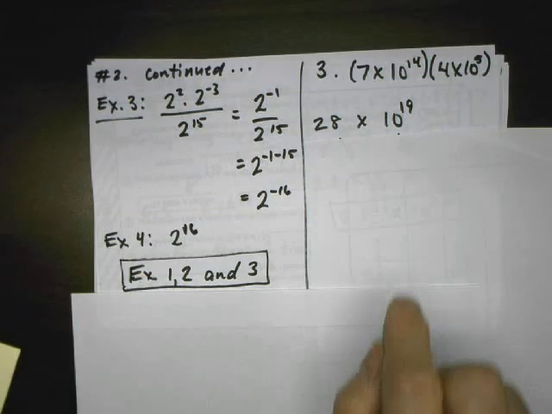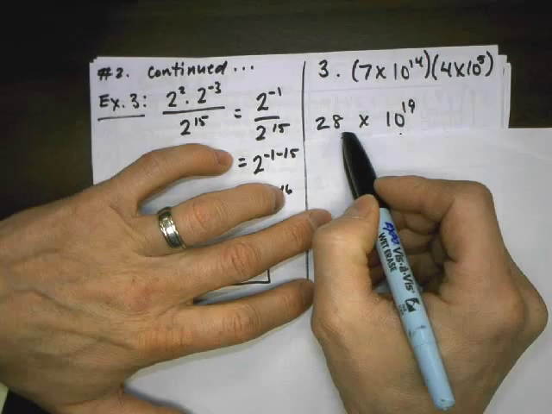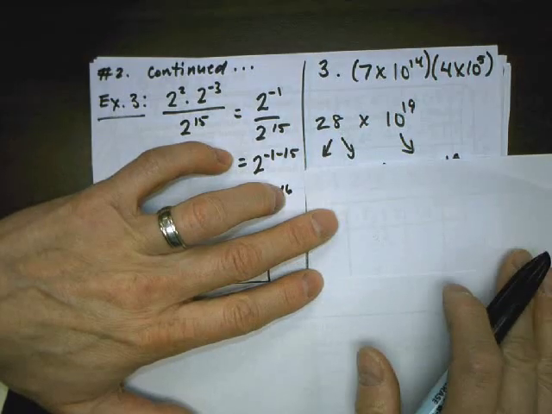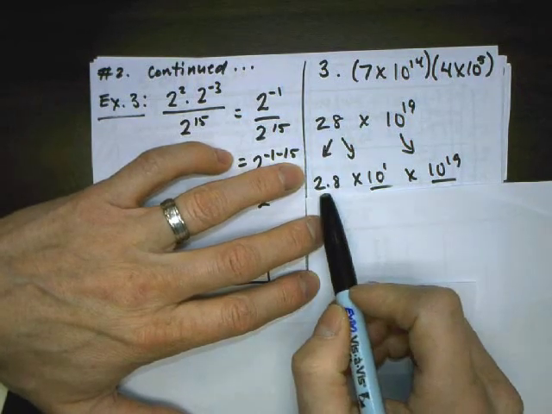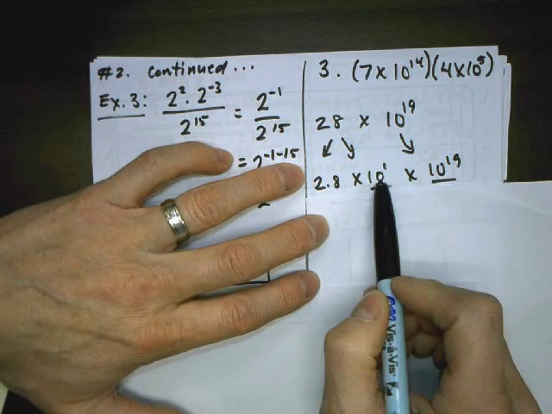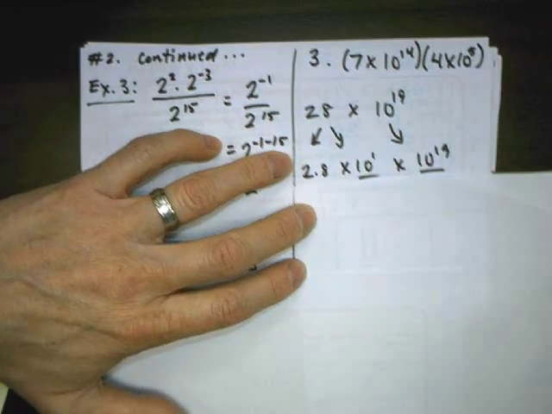I have to move this decimal one time to the right. So that's that lesson where we did 3 arrows. Remember that lesson? So we rewrite 28. 28 is the same as 2.8 times 10, right? 2.8 times 10 is 28. And then I just copy 10 to the 19th down there.